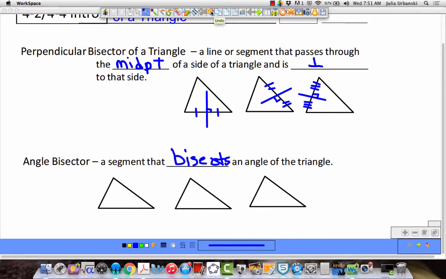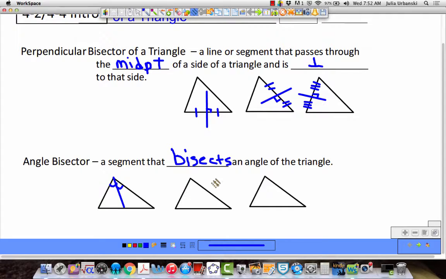A segment that bisects an angle of the triangle. So it doesn't matter what it does to the other side of the triangle. For angle bisectors, you're just cutting an angle in half. So we could have one that goes like this. That segment is chopping this angle in half. Chop, chop. You just cut it into two equal halves.